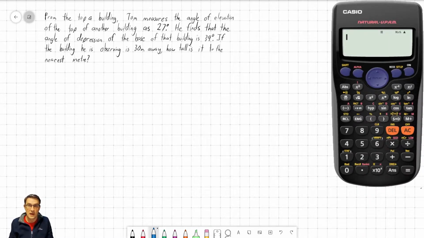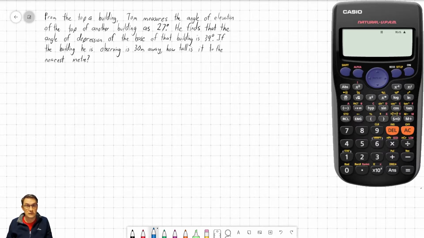Amazing people. Here's another problem where we need trigonometry to solve it. From the top of a building, Tom measures the angle of elevation of the top of another building as 27 degrees. And he finds that the angle of depression of the base of that building is 39 degrees. The building he is observing is 30 meters away. How tall is it to the nearest meter?